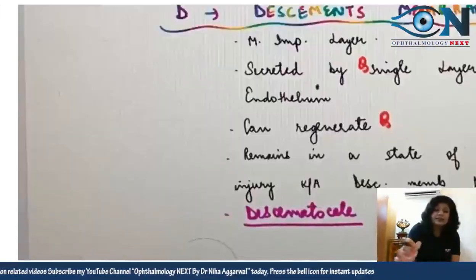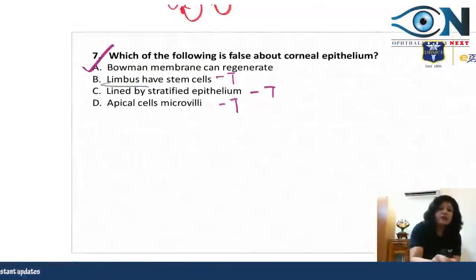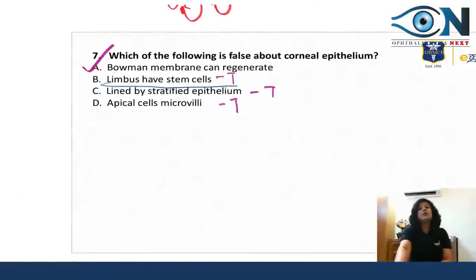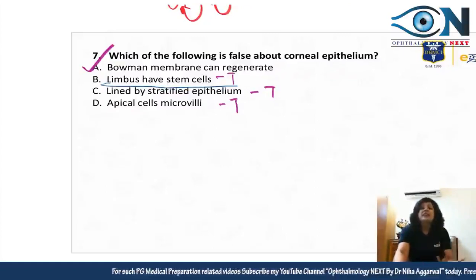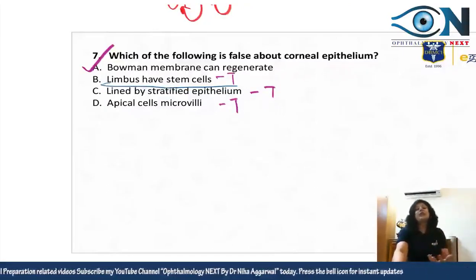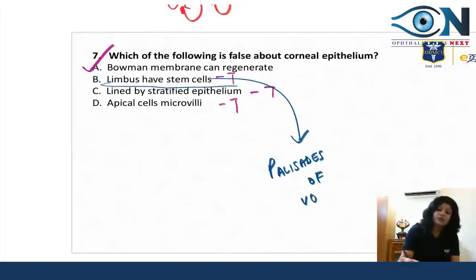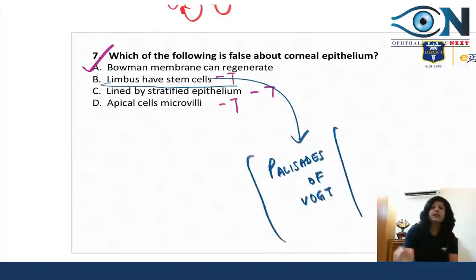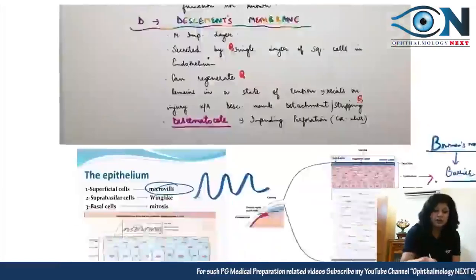Now another thing what they are saying, if you see the question back, we have got the stem cells. So that also you know that we have got the proliferating cells which are present at the limbus, and which is helping in the healing also. So they are actively mitotic cells, or dividing cells, proliferating cells, also called stem cells, which are making the palisades of Vogt. They are present at the limbus. So the answer is pretty clear. Bowman's membrane can regenerate. That is wrong. It cannot regenerate.